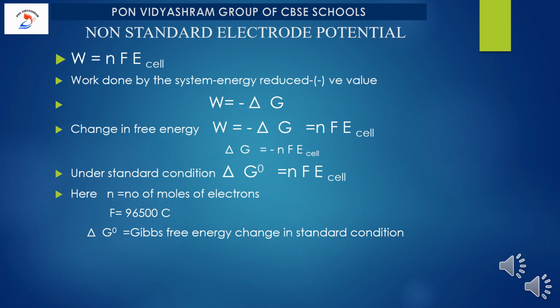We have already studied that E naught cell is equal to E naught reduction potential at cathode minus E naught reduction potential at anode. I hope you remember this formula. So, here delta G is equal to Gibbs free energy change in the non-standard condition. Note it down, children, all this. n is equal to the number of moles of electrons. F is equal to 1 Faraday, or otherwise 96500 coulomb. Delta G naught is equal to Gibbs free energy change in the standard condition.